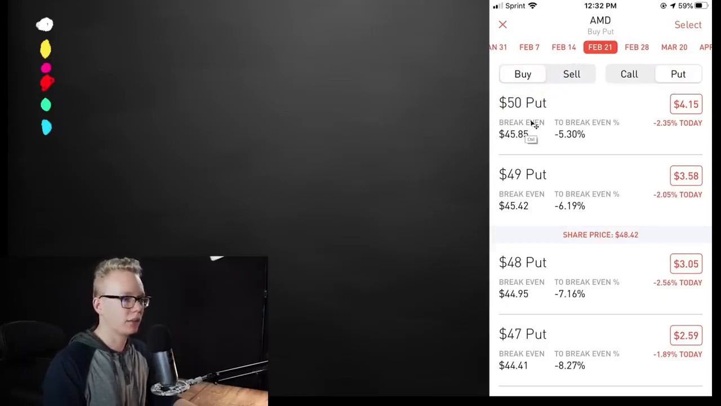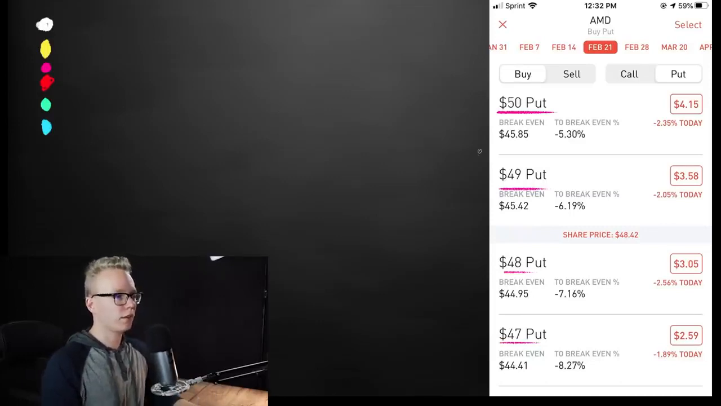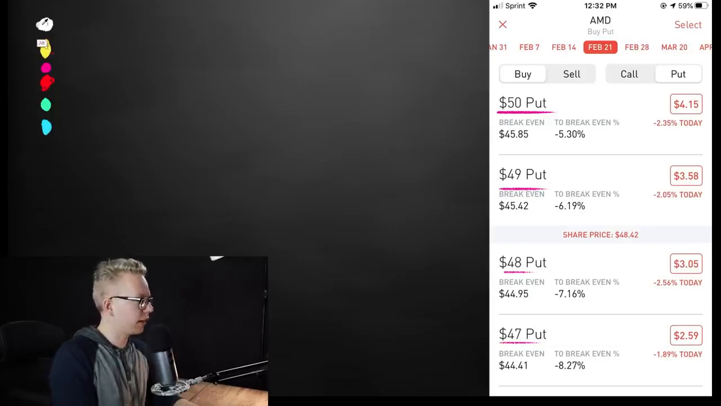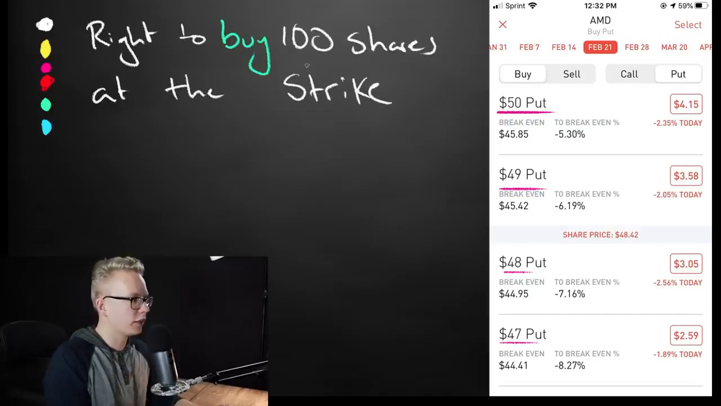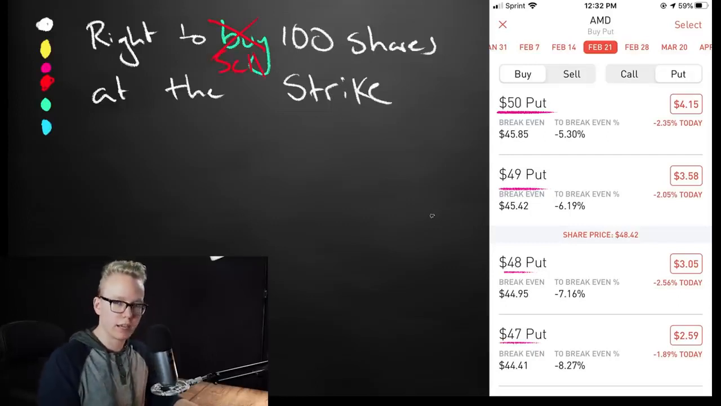So we have buy put selected. We're looking at 4 puts here, 1, 2, 3, 4. Notice the similarities. They do have strike prices: 50, 49, 48, 47. If you remember, calls give you the right but not the obligation to buy 100 shares at the strike price. The only difference is with puts, let me write that out actually. So this is for calls. They give you the right to buy 100 shares at the strike price. But for puts, this gives you the right to sell 100 shares at the strike price.